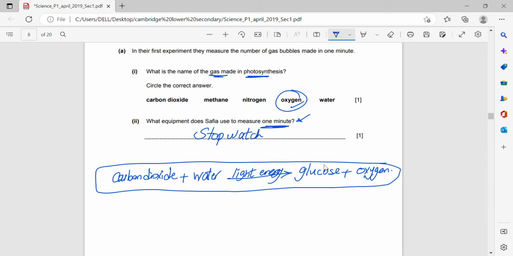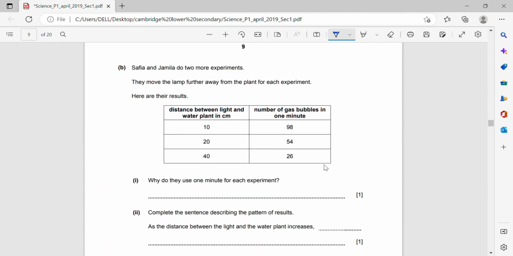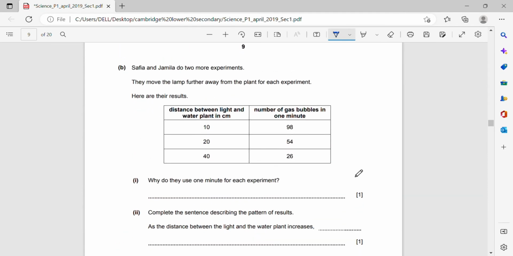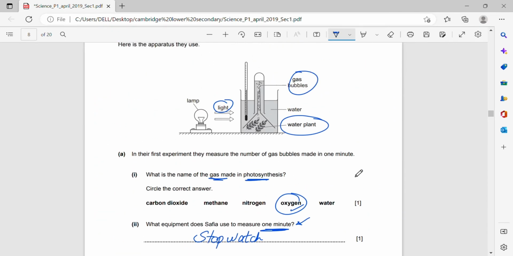Okay. Question B. Sophia and Jamila do 2 more experiments. يبقى عملوا 2 more experiments. They move the lamp further away from the plant for each experiment. Here are the results. يبقى هم هيكرروا نفس الإكسبيرمنت بس they will move the lamp away.